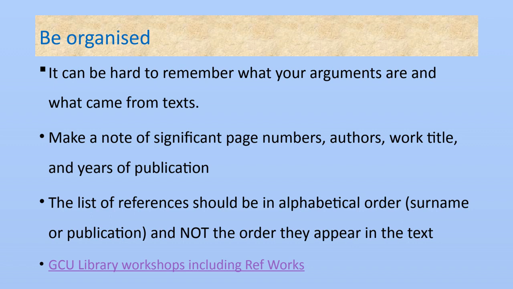The list of references should be in alphabetical order at the end. You have your reference list on a completely separate page, in the same font and typeface as your original text, ordered by the surname of the publication's author, not the way they appear in the text. And there I've got it again, GCU Library Workshops, including RefWorks. I will click on it, just as I mentioned. The workshops on RefWorks within the GCU Library are really good, and they will save you a lot of anguish.